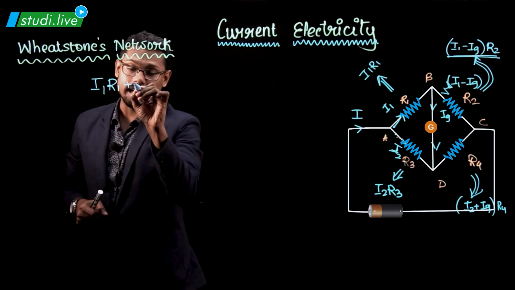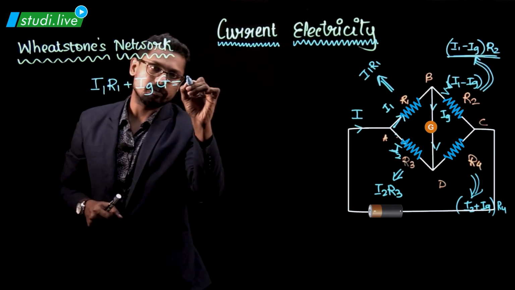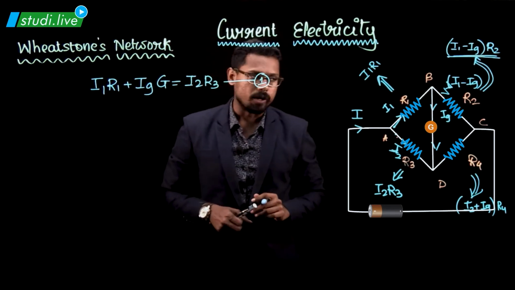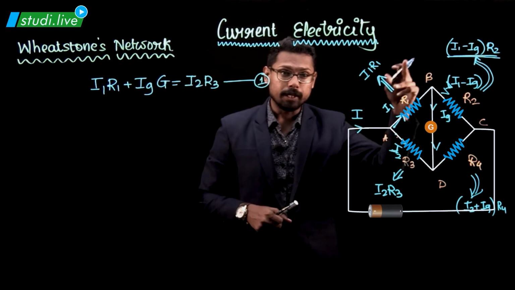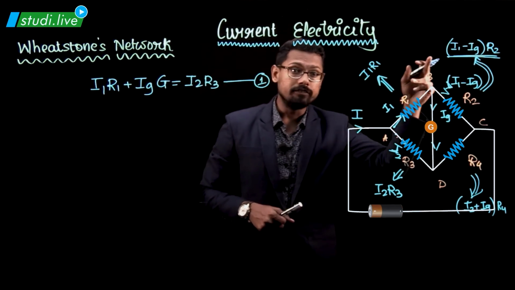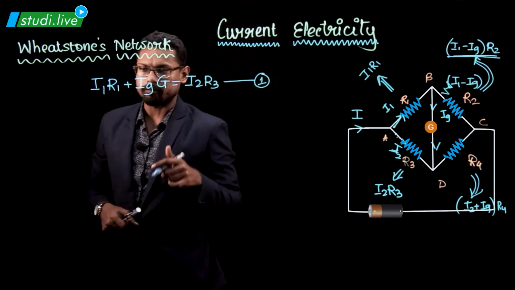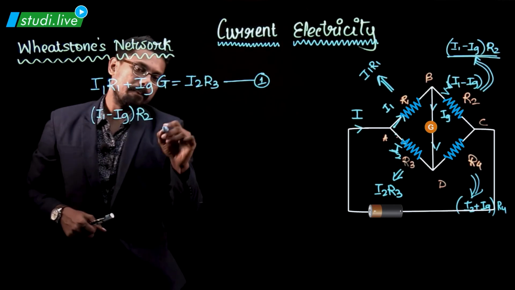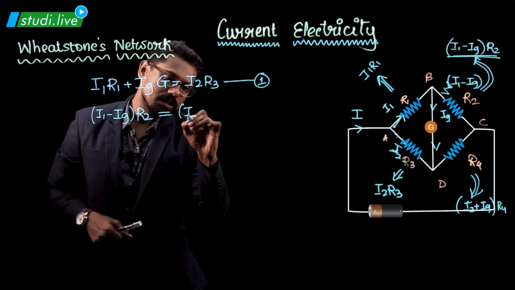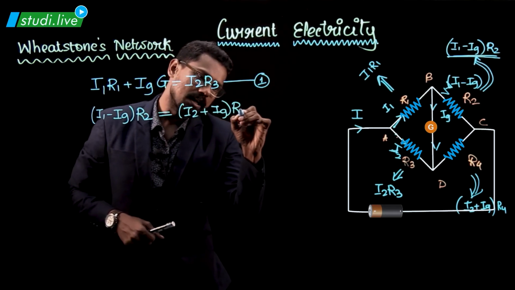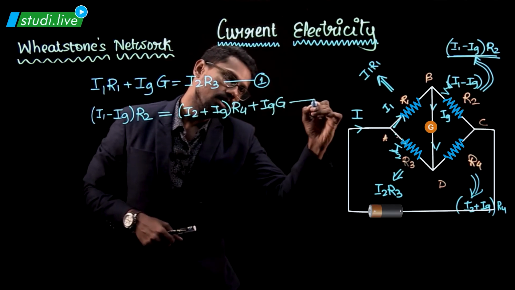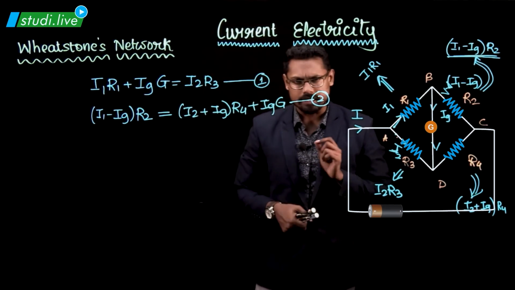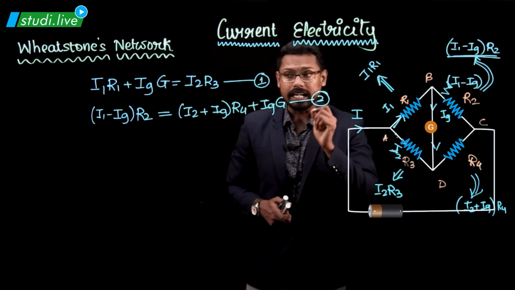I've created two equations. I1R1 plus IgG is equal to I2R3. This was our equation number 1, what we created in our previous board. That was for the first loop, A, B, D, A. But when we created B, C, D, B, we got something like this. It was I1 minus Ig into R2 equal to I2 plus Ig into R4 plus Ig into G. This was what we derived in our previous board. What is my job now? In order to obtain the balancing condition, I will have to substitute Ig as 0.